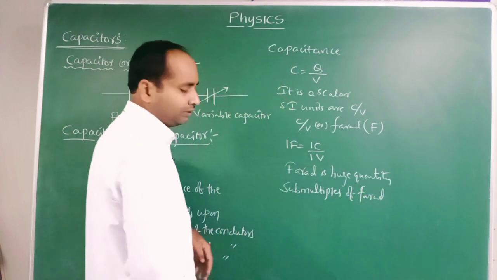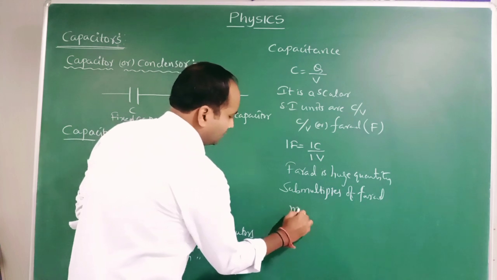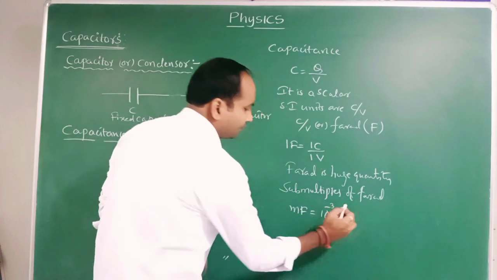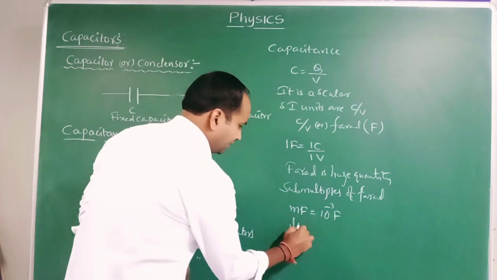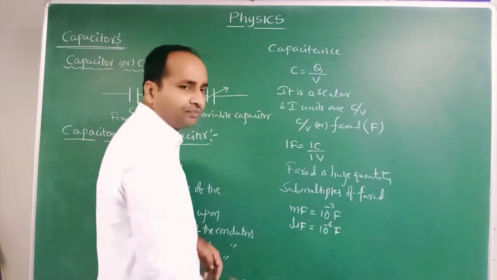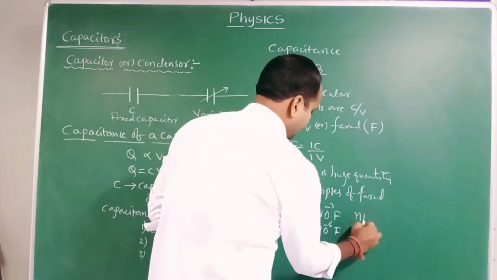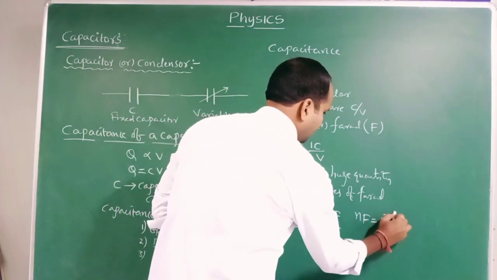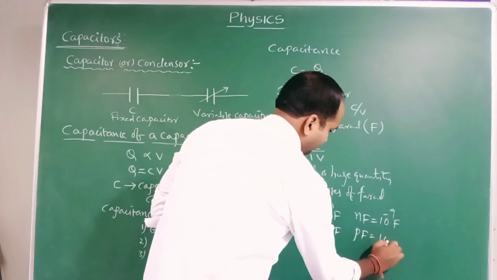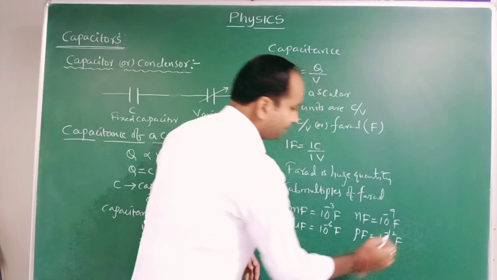Farad, like millifarad. Millifarad means 10 power minus 3 Farad. Microfarad, 10 power minus 6 Farad. Nanofarad, 10 power minus 9 Farad. Picofarad, 10 power minus 12 Farad.